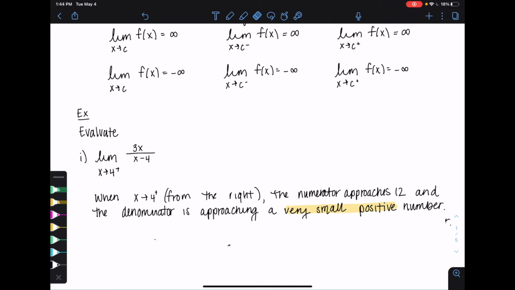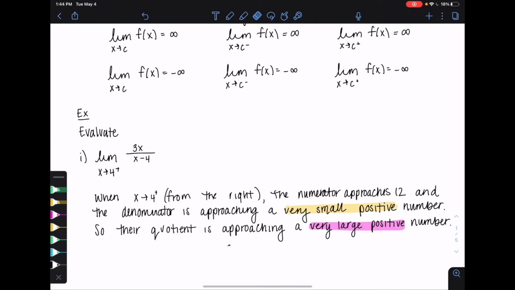So I'm taking my 12 in the numerator and dividing it by a super, super tiny positive number. The quotient is going to be very large and positive. So ultimately, this limit is going to equal positive infinity.